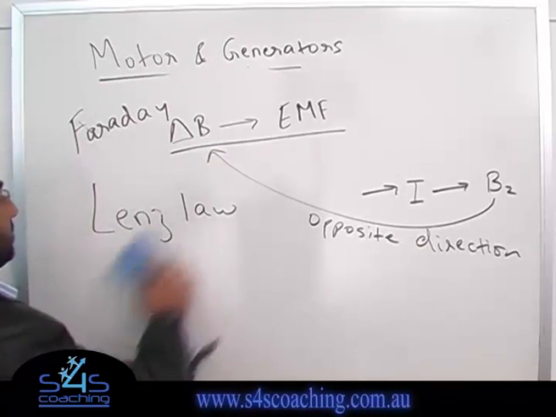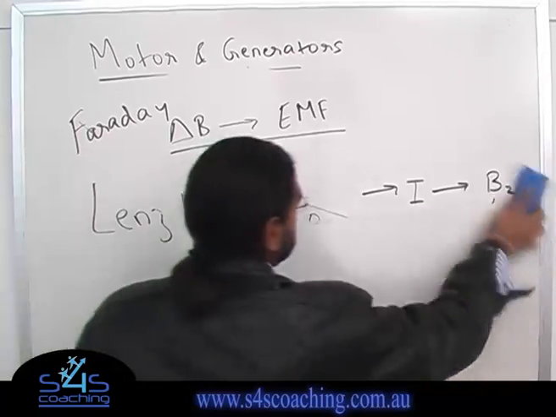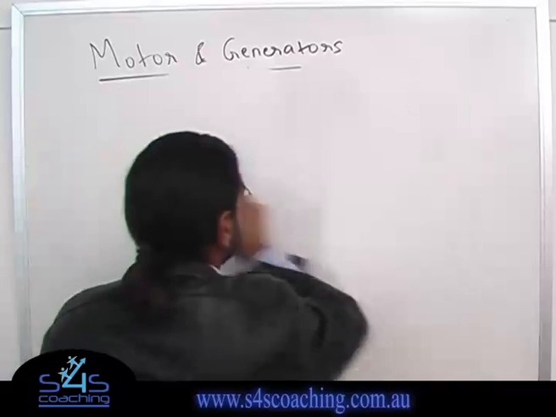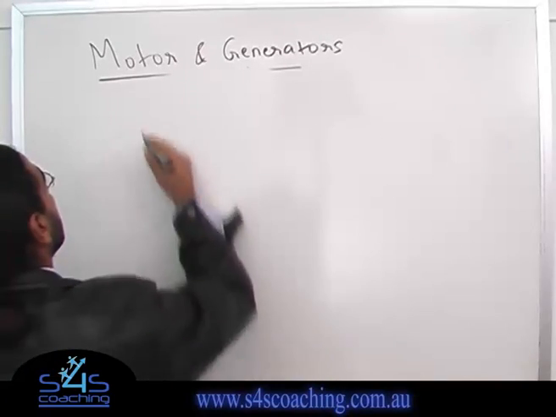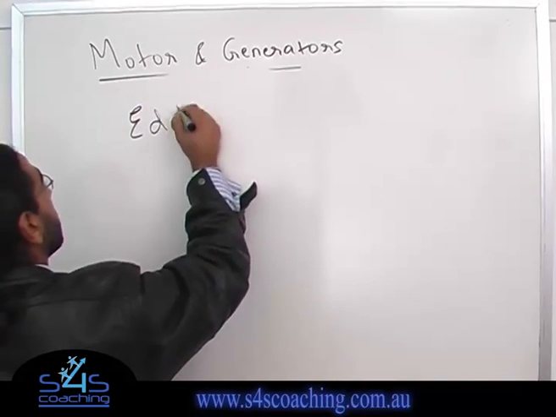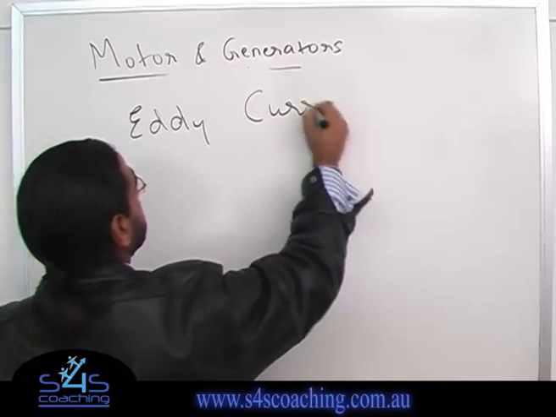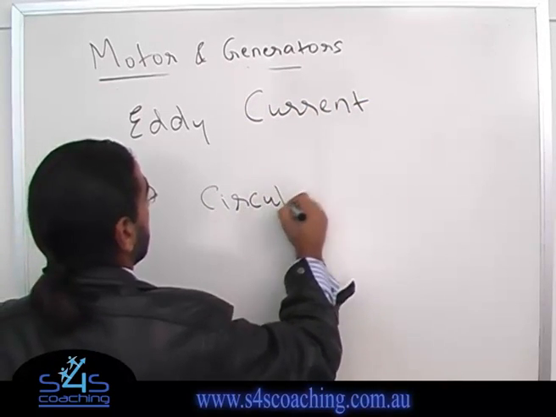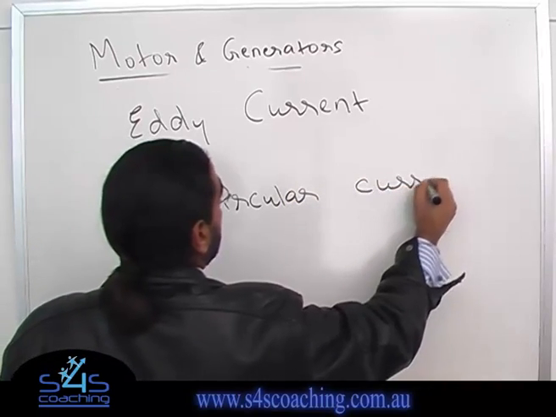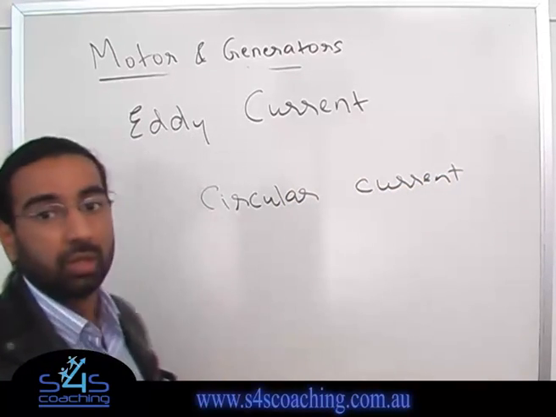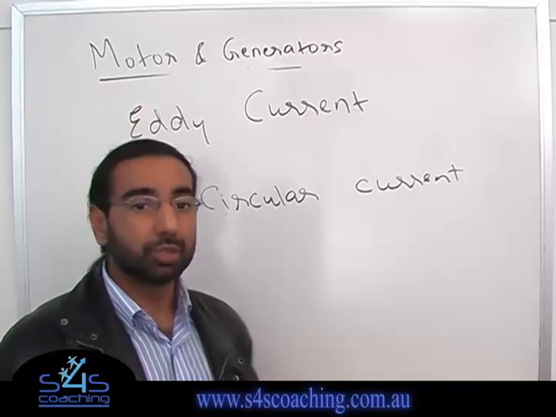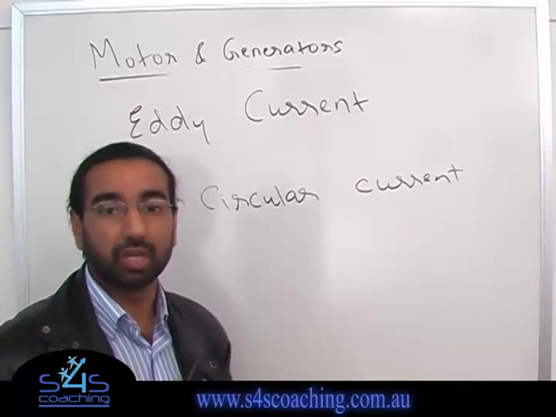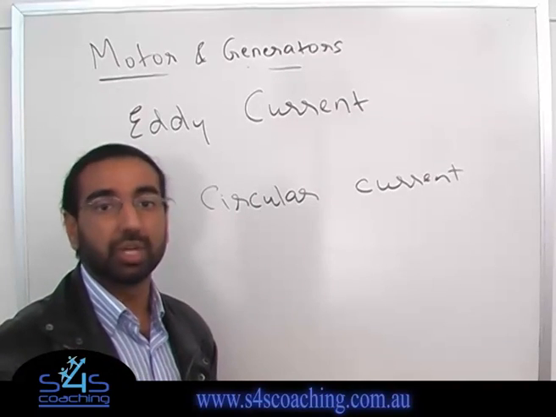The next concept we're going to have a look at is eddy currents. So eddy currents are almost a consequence of Lenz's law. All eddy currents are circular currents in bulk metal. Alright? So as a consequence of Lenz's law, eddy currents are generated. Eddy currents are just currents that go around in a circle.